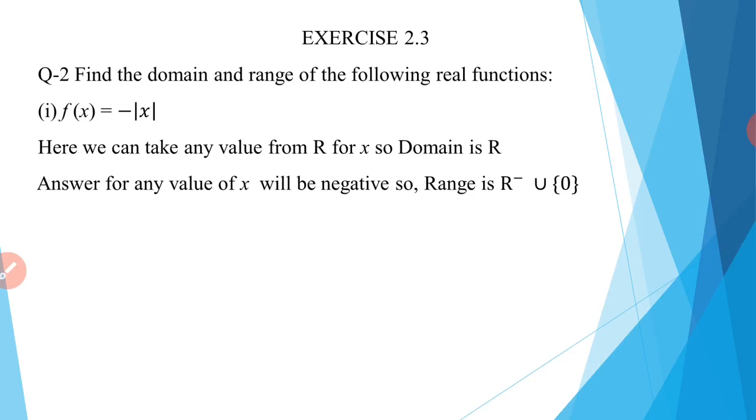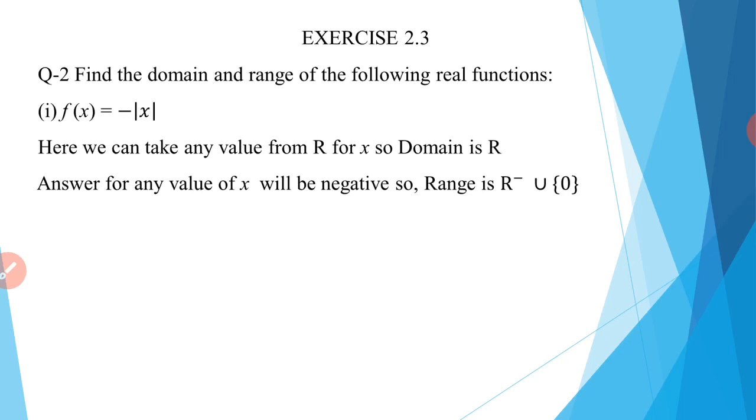Exercise 2.3, Question 2. Find the domain and the range of the following real functions. Number 1: f(x) = −|x|. Here we can take any value of x from R, so the domain is R. The answer for any value of x will be negative, so the range is (−∞, 0]. Because when we put f(0), our answer will be 0.